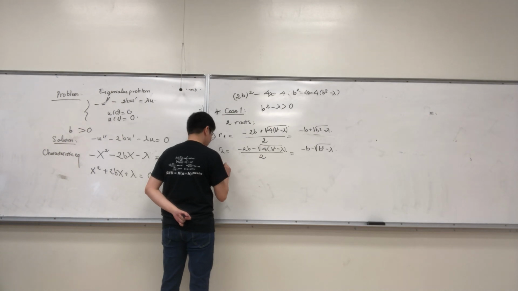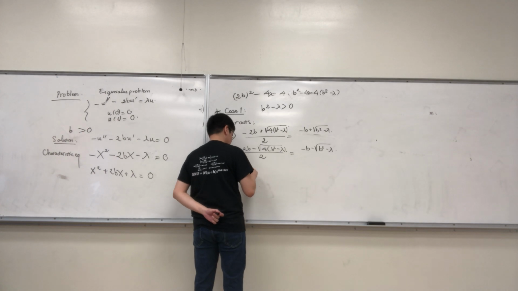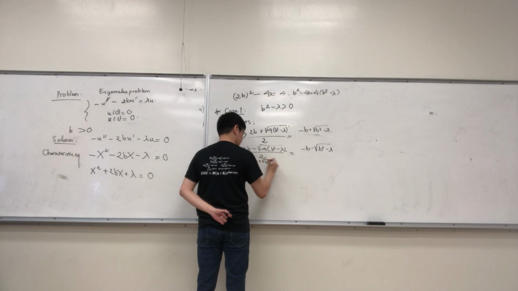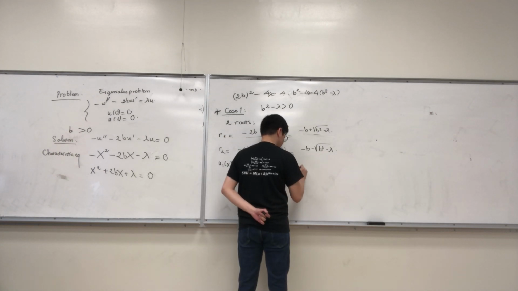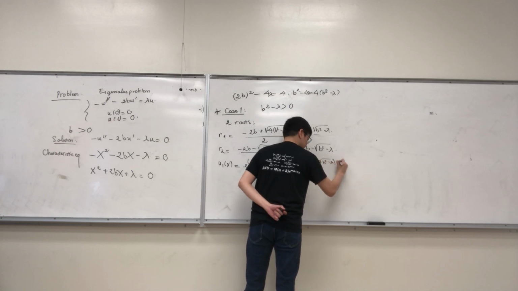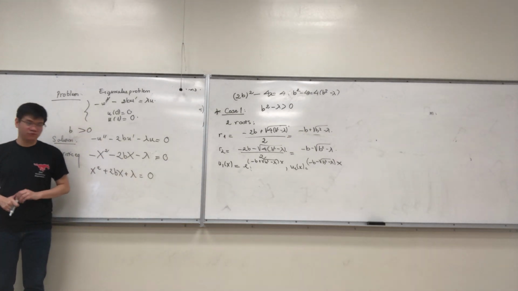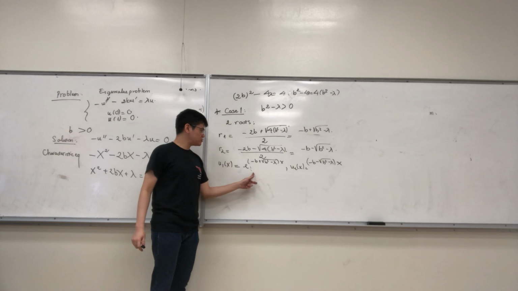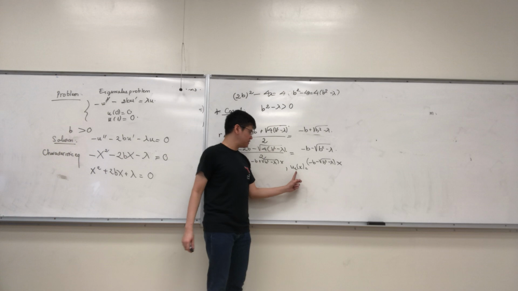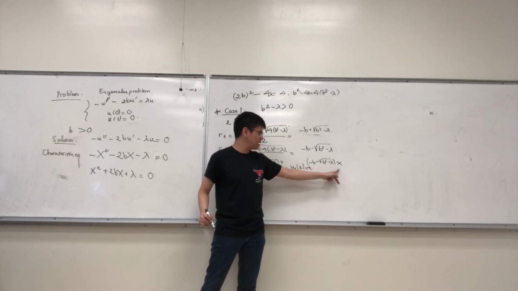So the first one, u1 of x, is going to be the exponential of minus b plus the square root of b squared minus lambda, times x. And the second solution will be the exponential of minus b minus the square root of b squared minus lambda, times x. Again, I'm going to use a table. The table gives me the exponential of minus b plus the square root of b squared minus lambda times x, and the second one gives me the exponential of minus b minus the square root of b squared minus lambda times x.